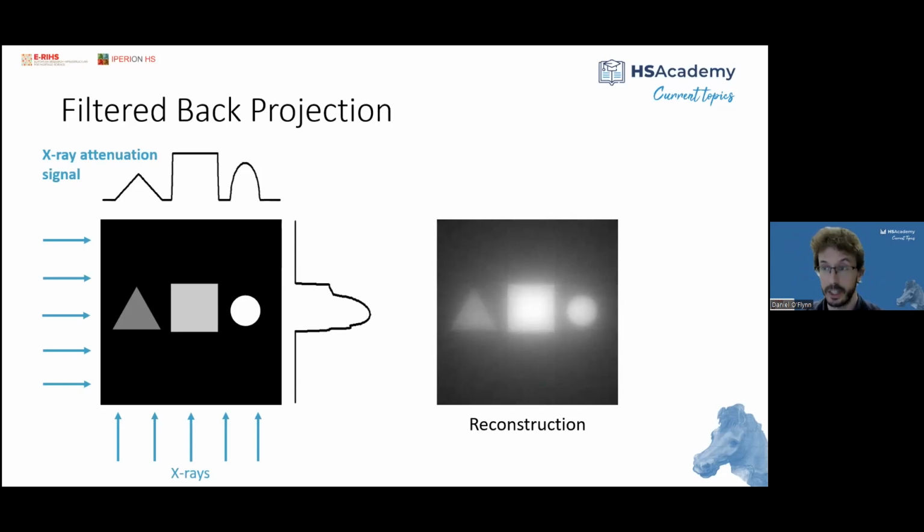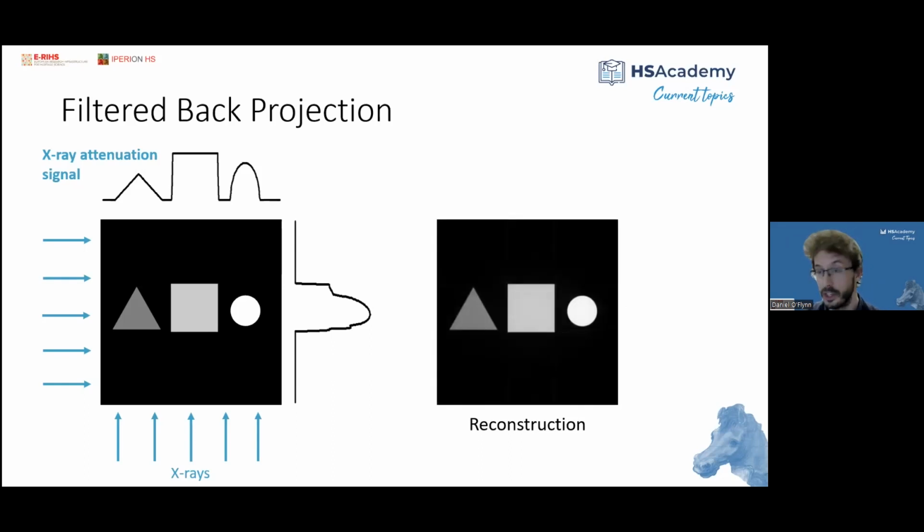But what we actually need to do is apply a filter to these signals before we do the back projection part. And when we apply the filter and do the back projection, then we see something that looks like this, which is our reconstructed slice. It's never perfect, but this is a pretty good representation of what we started with. And that's the process by which we get tomographic slices.